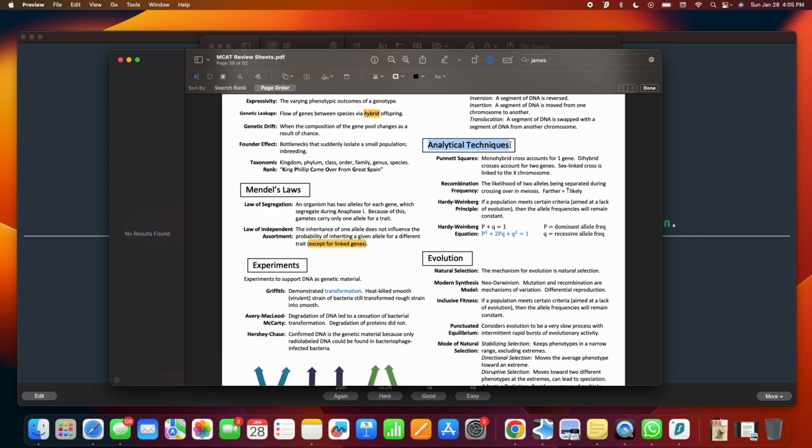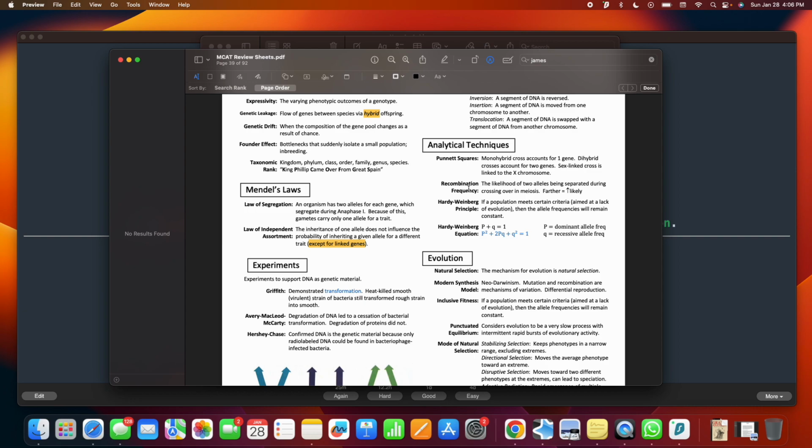Then we have analytical techniques. So we have the Punnett square, which is a monohybrid cross that accounts for one gene. So when you cross, basically, the mono applies for one allele and with another allele, and it accounts for one gene. Then we have hybrid crosses that account for two genes. And we have sex-linked cross that is linked to the X chromosome.